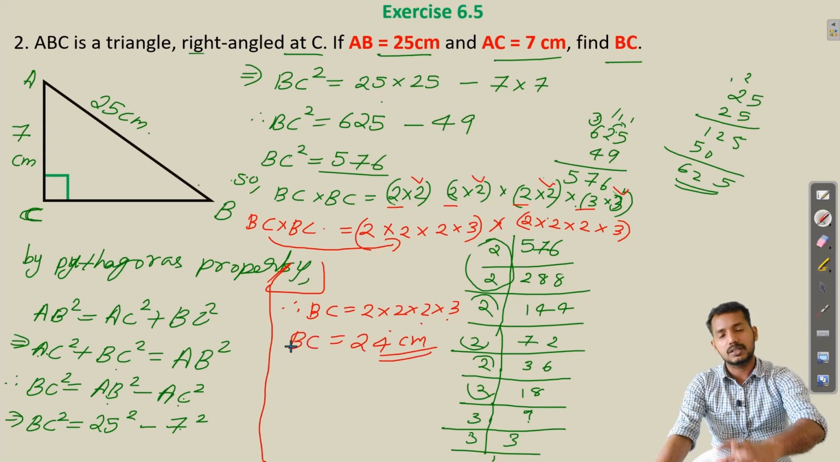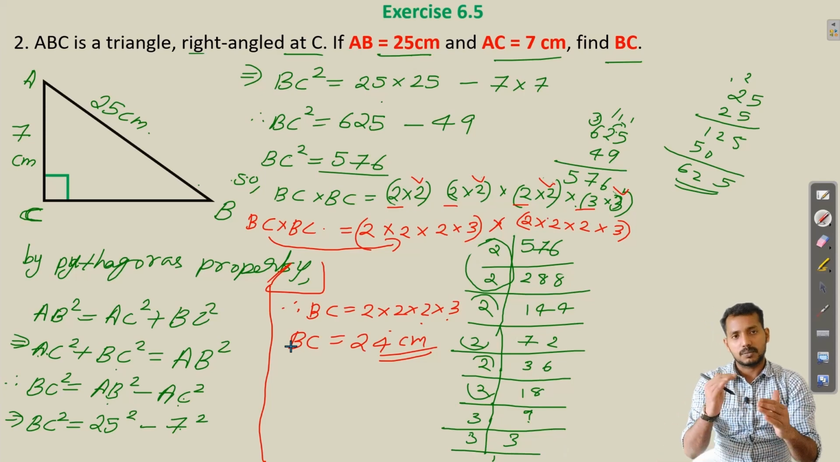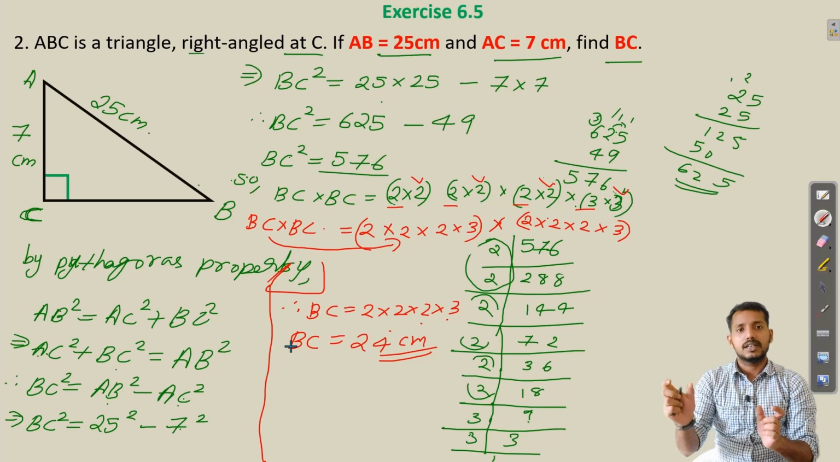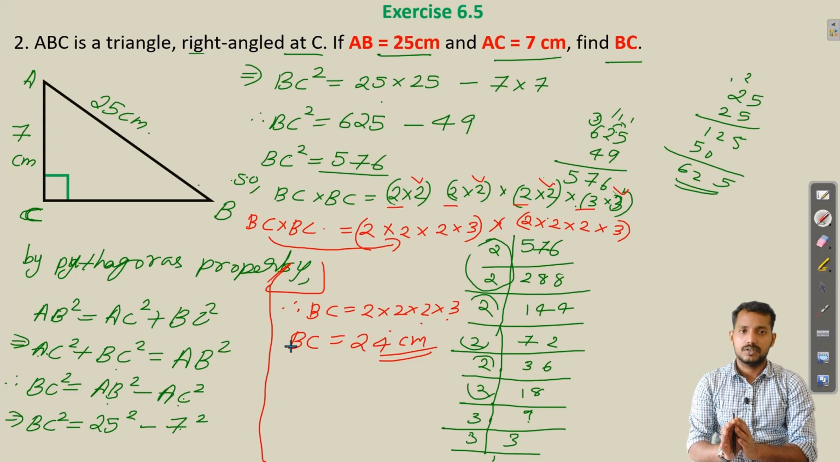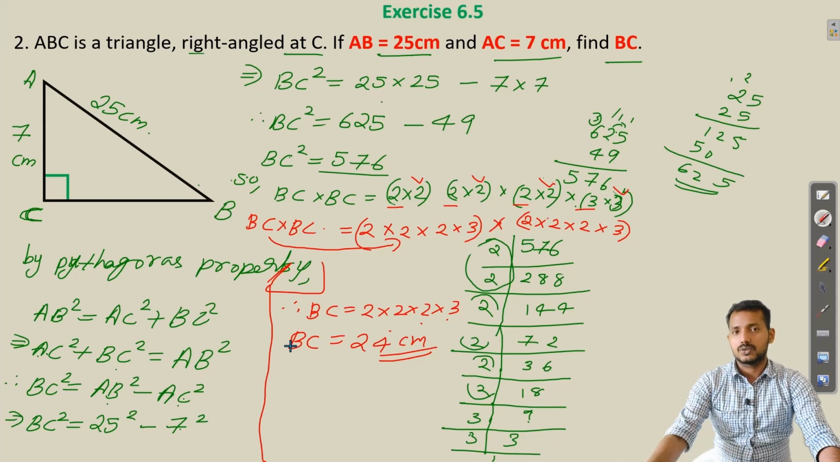So just apply the Pythagoras property, find the square, subtract or add according to the question, then make it in terms of pairs. From that take one pair. This is the way we can find the third side, which is unknown. Let's move to the next question.